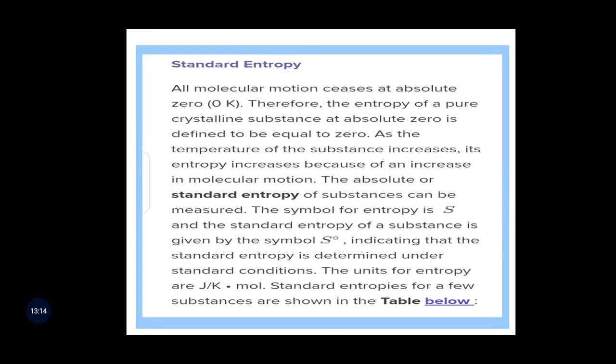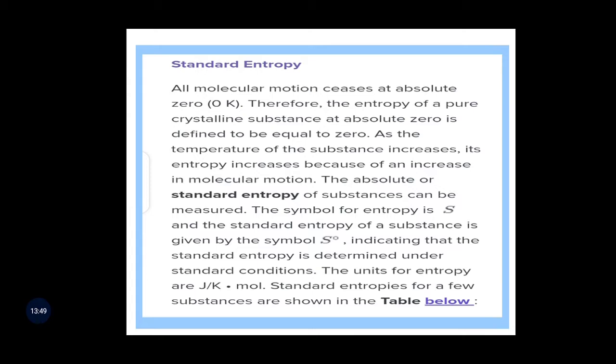Okay, let's look at standard entropy. All molecular motion ceases at absolute 0. Therefore, the entropy of a pure crystalline substance at absolute 0 is defined to be equal to 0. As the temperature of a substance increases, its entropy increases because of an increase in molecular motion. The absolute or standard entropy of a system can be measured.